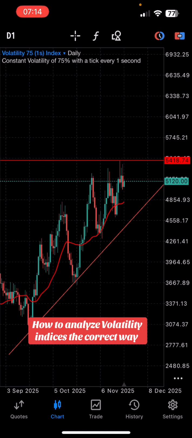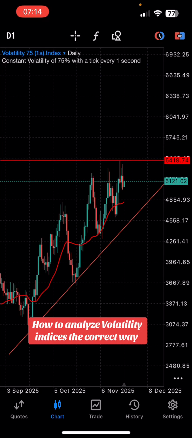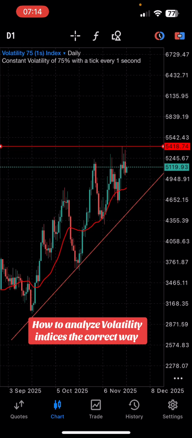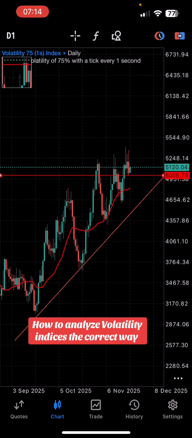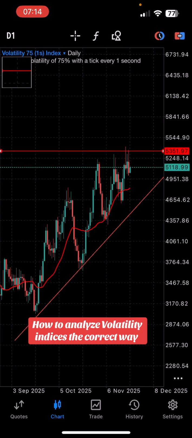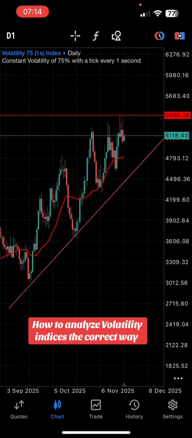So you see, anything I'm putting, I'm putting on the wick, not the body only. Most people make that mistake of putting the lines, or whatever they are drawing, on the body of the candle, just here. No, you have to put it where the market touched. The wick is where the market actually touched and then bounced back. So this is the wick.